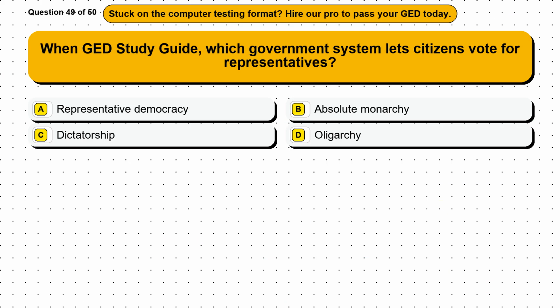Question 49. When GED Study Guide, which government system lets citizens vote for representatives? Option A, representative democracy. Option B, absolute monarchy. Option C, dictatorship. Option D, oligarchy.